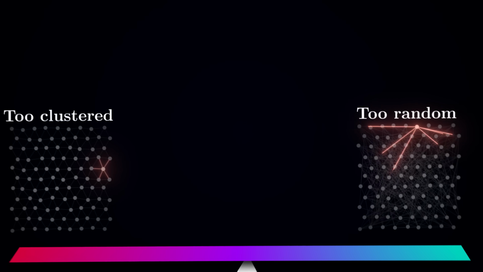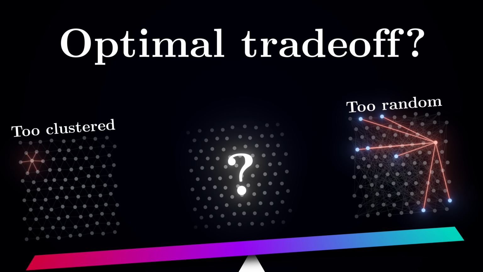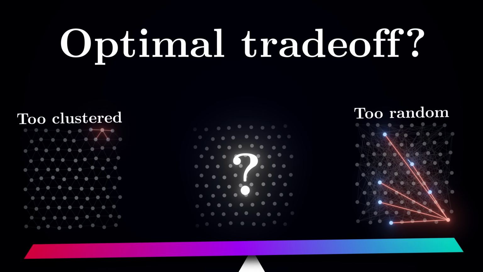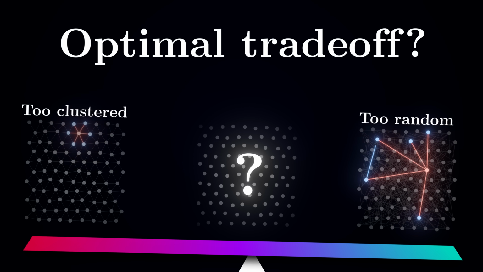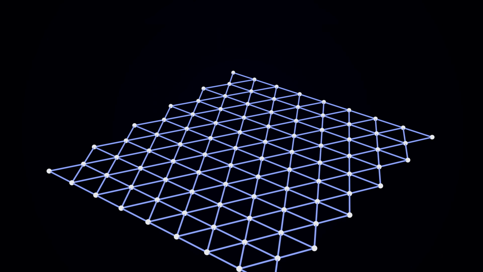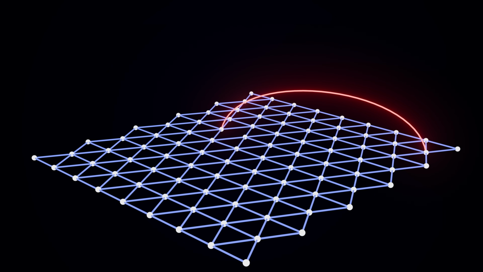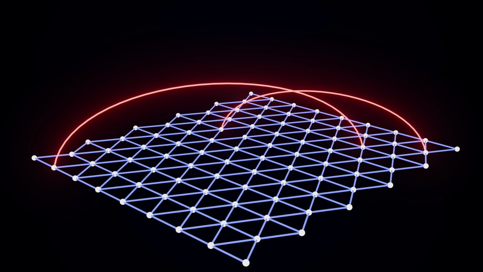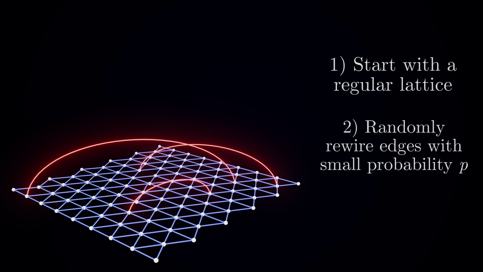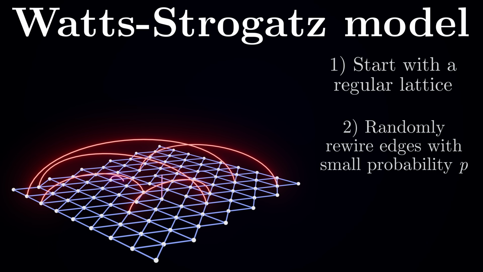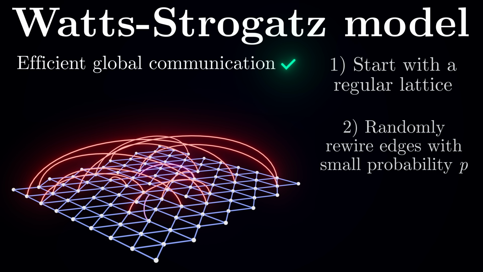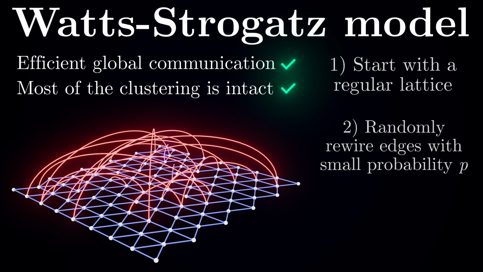But is there some kind of sweet spot between those two extremes? This very question led to a breakthrough in network science. It turns out you can dramatically reduce path length while maintaining most of the clustering by rewiring just a small fraction of connections in a regular lattice. This random process of rewiring certain local connections is known as the Watts-Strogatz model. Adding just a few shortcuts, long-range connections that bridge distant parts of the network, is enough to make the graph globally efficient while preserving its local structure.